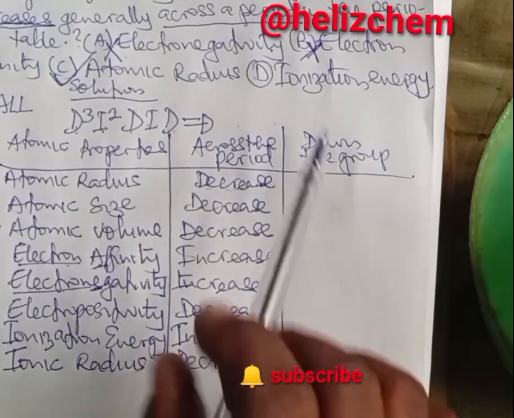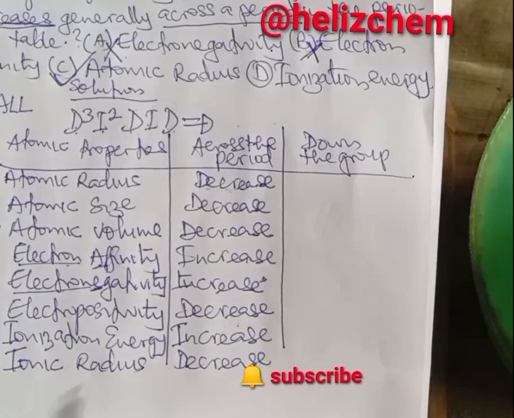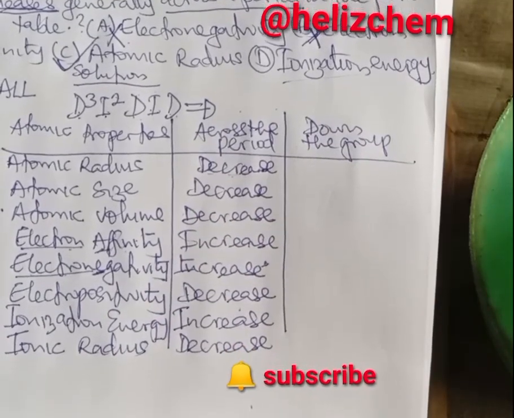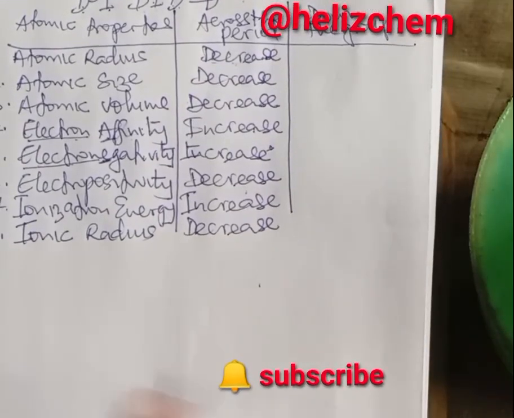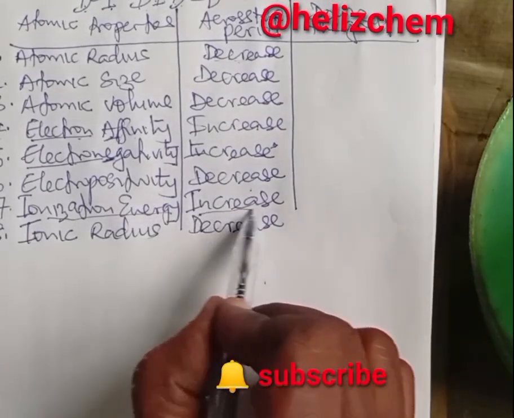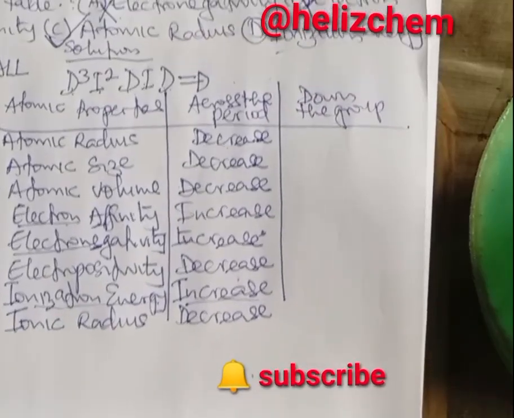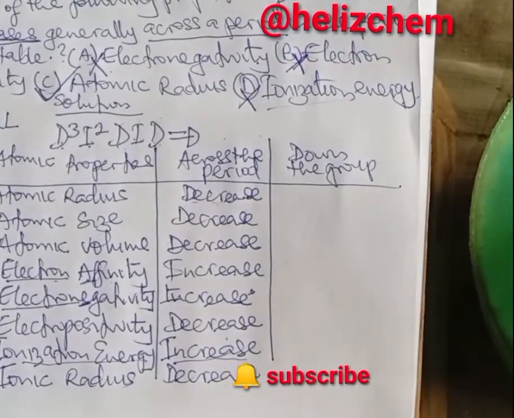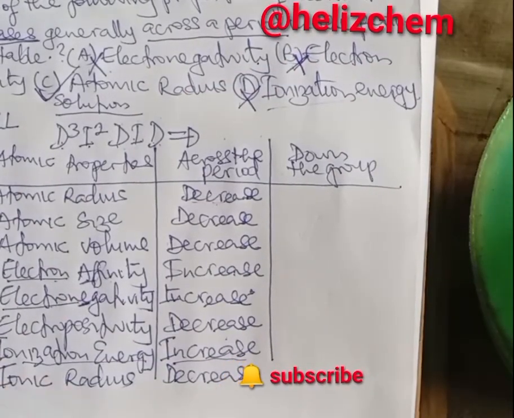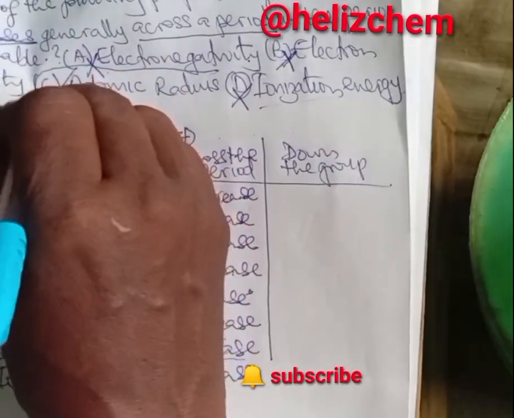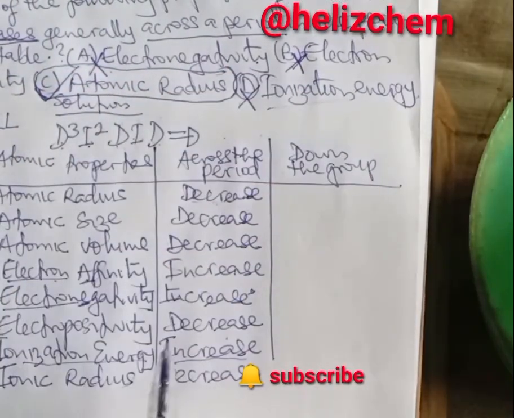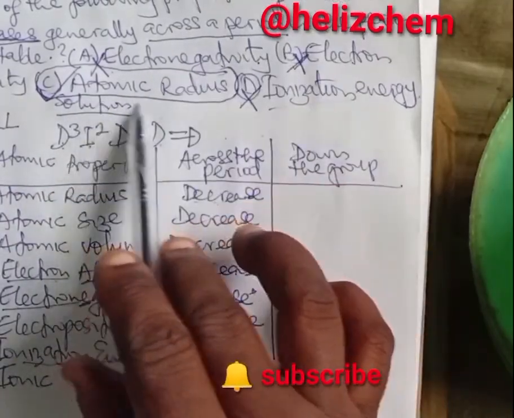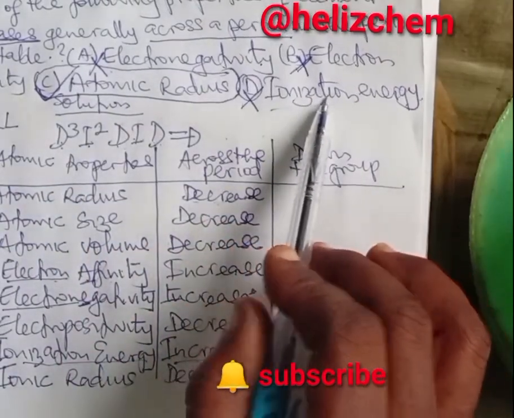But notwithstanding, let us check option D so that we'll be doubly sure. Ionization energy. Let's look at ionization energy on the table. You will see that ionization energy increases, which also shows that option D is not correct. So the correct answer for this question is atomic radius. So it's only atomic radius that decreases generally across the period out of all the properties given.